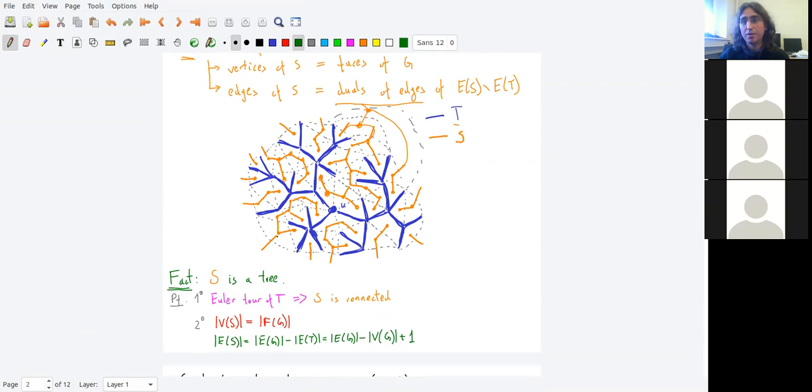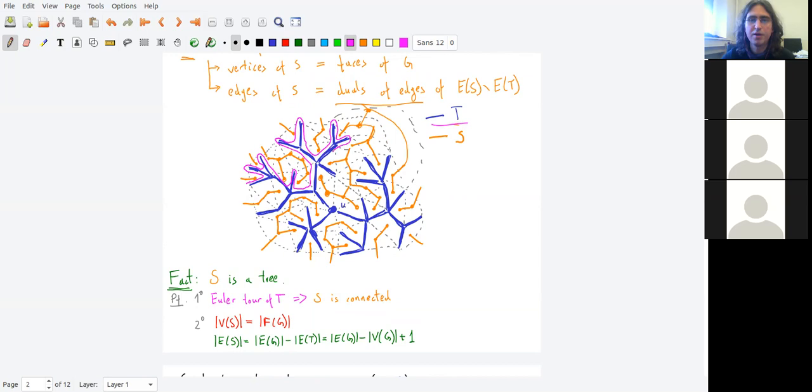What does it mean that it must be a tree? First, it must be connected. And second, it must be acyclic. Okay, so why is S connected? To see that S is connected, it is good to look at the tree T first. Imagine that I now draw an Euler tour of the tree T. In a sense, I draw a curve around this tree T that follows the edges of T very closely. This is this violet curve that I'm now drawing.